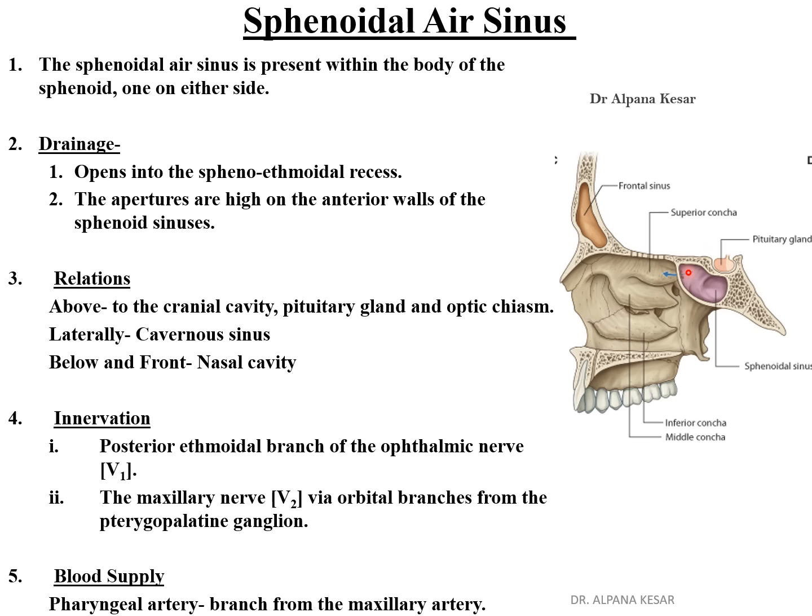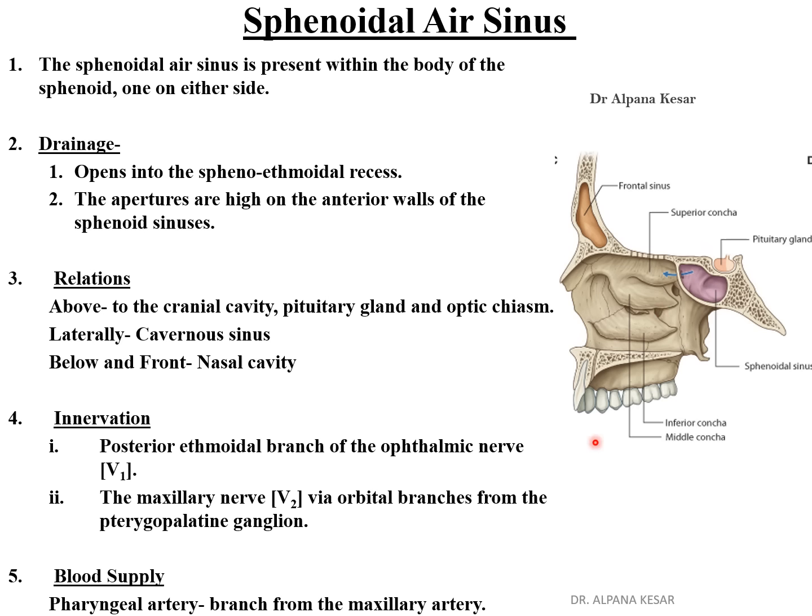The relations of sphenoidal air sinus are: it is related above to the cranial cavity, to the pituitary gland, and optic chiasma in front of it. Laterally, it is related to cavernous sinus, and in front and below, it is related to the nasal cavity.